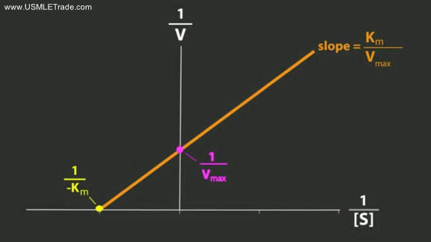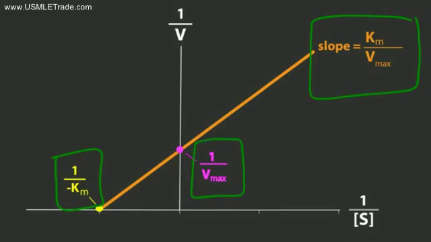Now, the 3 points you have to know about this, and I really think you just have to memorize it because there's not a great way to reason it out. The 3 points to memorize are the slope of this graph, the x-intercept, and the y-intercept. So the slope of a Lineweaver-Burk plot is Km over Vmax. The x-intercept is the point where the graph crosses the x-axis, and that's 1 over minus Km. And then the y-intercept is 1 over Vmax.